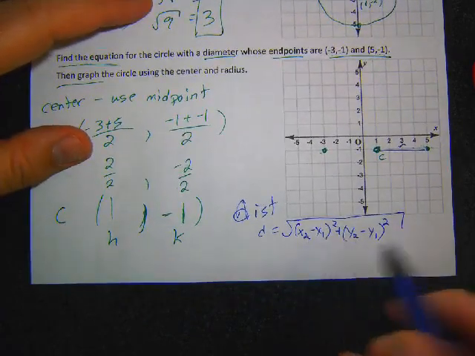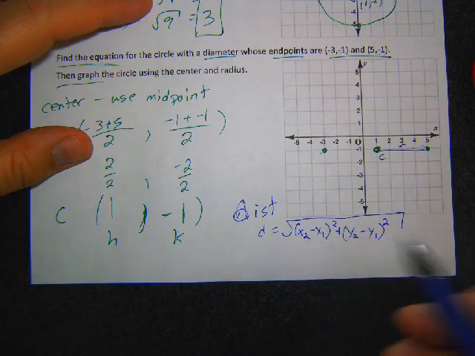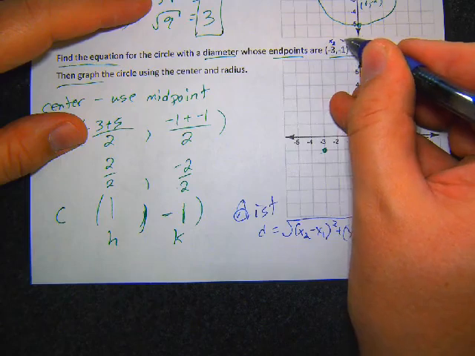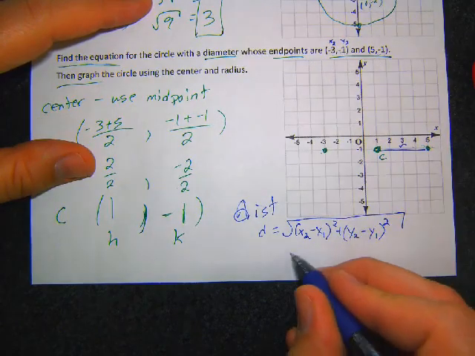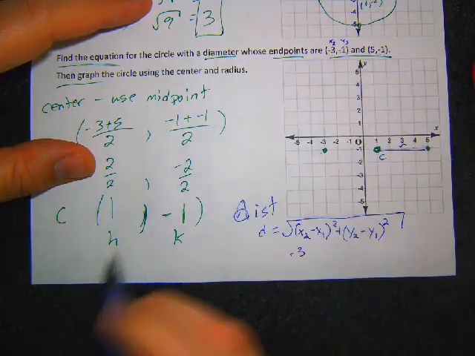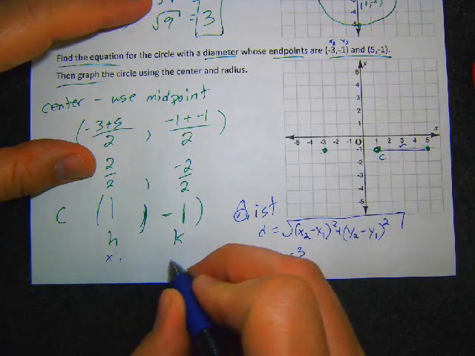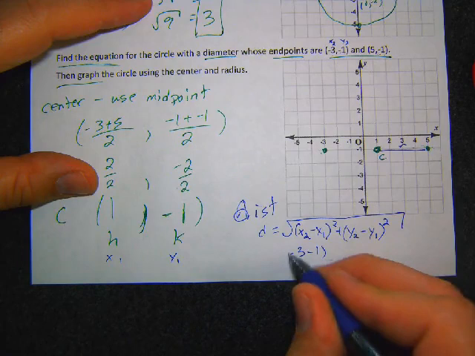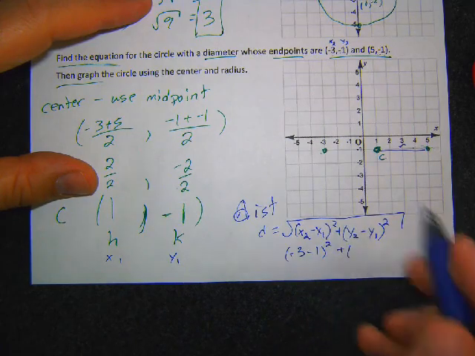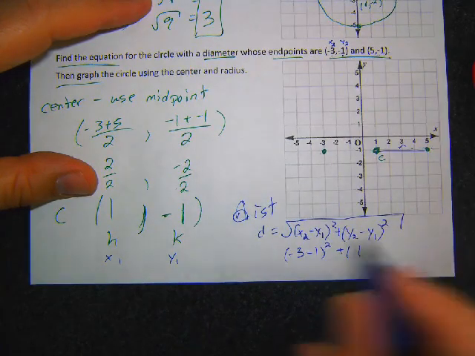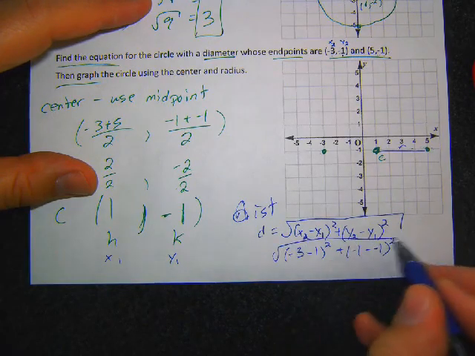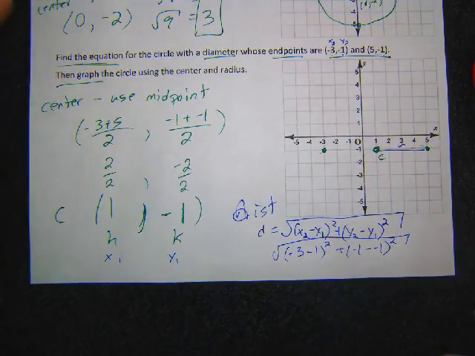So here I would take my x2, so that's going to be my second one. I'll go ahead and use this as my second one. So we'll call this x2, y2, so my negative 3, minus my x1, so we'll call the center my x1, so minus 1, square that. The y's, I'm going to do the negative 1 minus this negative 1, and square that, and then square root the whole thing. So I'm going to simplify this a little bit.